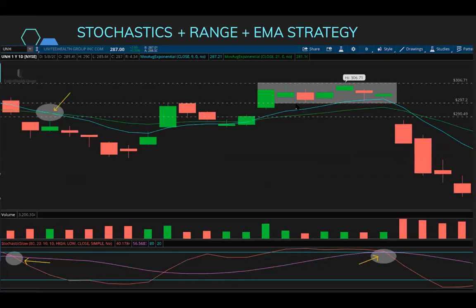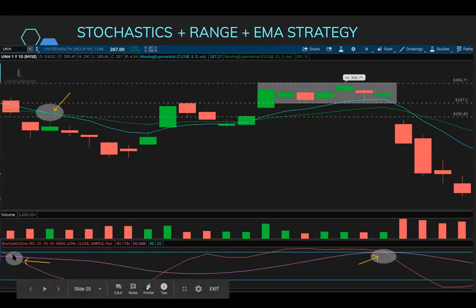Stochastics plus range plus EMA strategy. So you have here, you have the stochastics on the left. What is this telling you? A shift in momentum. Boom, you have a shift in momentum, and then you have the EMA crossing over here. Now, why is this such a good entry for puts? Because the price has already fallen below the what? The support. It's already fallen below the support.